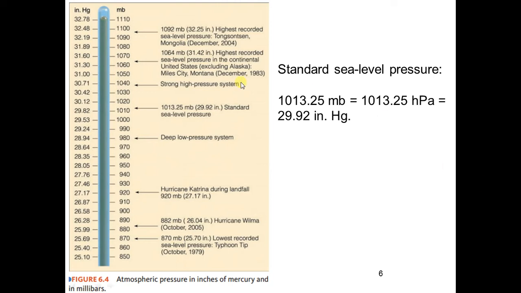Here's your standard sea level pressure, 1013.25 millibars. A deep low pressure system, such as for a really strong storm, might have a sea level pressure of 980 millibars. Strong high pressure systems can have values of 1040 millibars or even higher. The highest recorded sea level pressure in the continental United States was in Miles City, Montana. December 1983, the mercury column in the barometer reached 1,064 millibars.